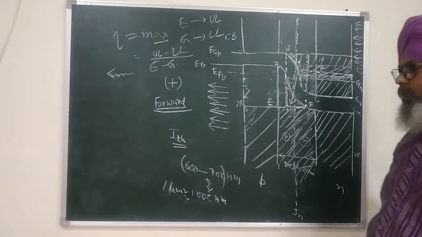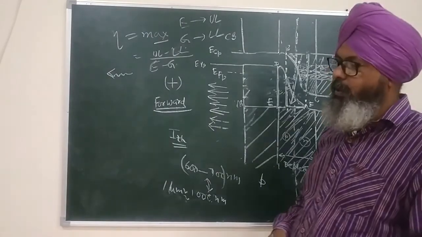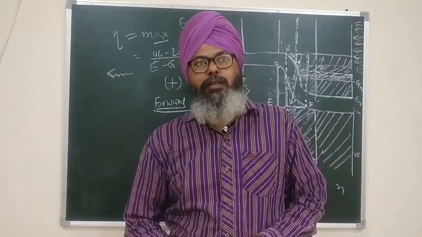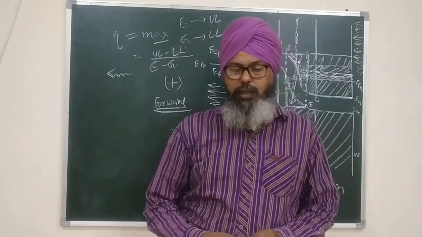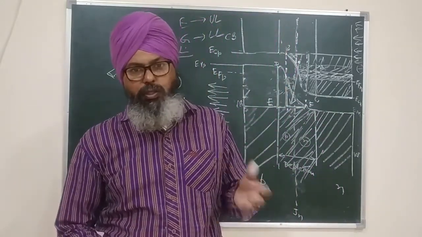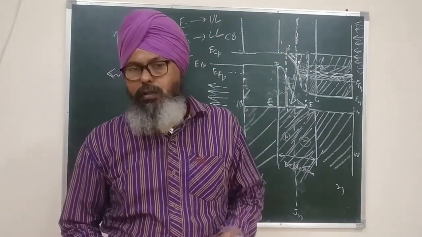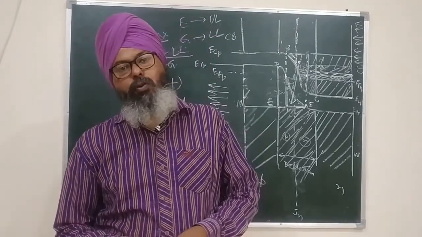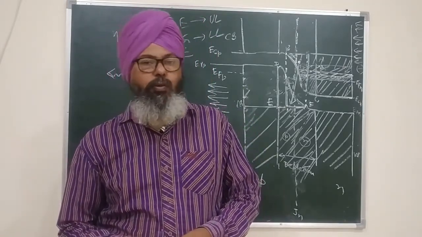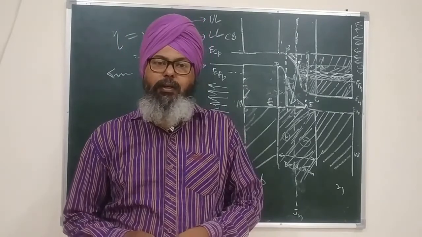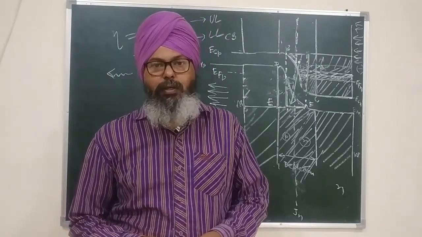So this was all about the theoretical part of the semiconductor laser. In the next lecture I will discuss the construction of the semiconductor laser and its two basic or important types, that is, the homojunction semiconductor laser and the heterojunction semiconductor laser.